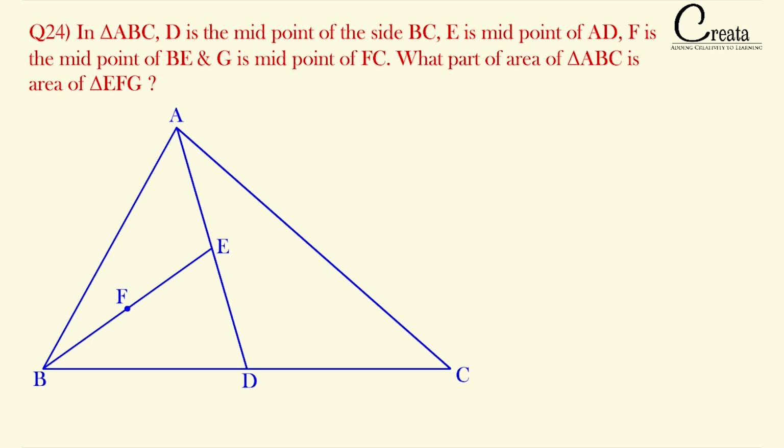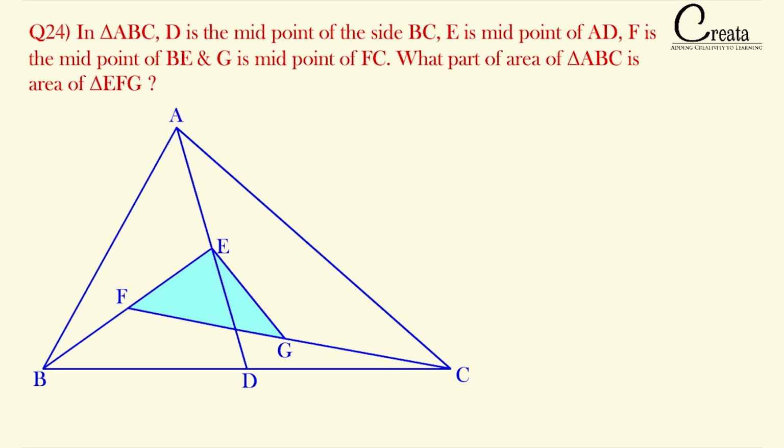Further, it is given as G is the midpoint of FC. So let's join point C with F. We got FC. And it is given G as the midpoint of FC. Let's locate the point G. G is the midpoint of FC, means both of these line segments, that is FG and GC, will be equal to each other. And the question is asking about what part of area of triangle ABC is the area of triangle EFG. Here EFG is this small triangle. We have to calculate the area of this triangle EFG in terms of ABC.